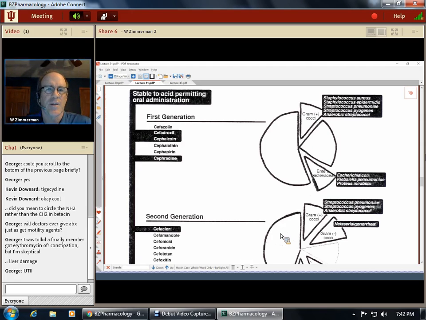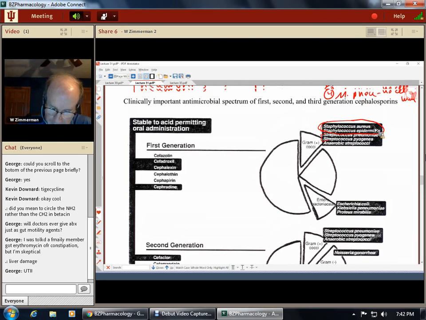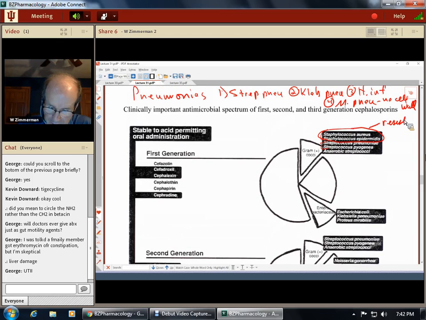But what is it that demarcates these different generations of the cephalosporins? Well, this first generation, if we look at what you get, all right, staph, strep, and even some anaerobic strep. So, additionally, and as I mentioned earlier, the staph here, whether it's Staph aureus or the Staph epidermidis, this first generation will resist the beta-lactamases from the staph.